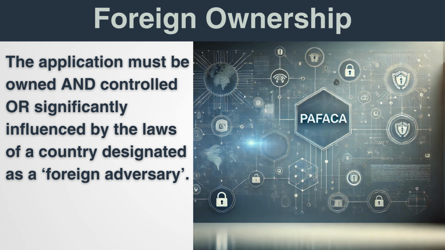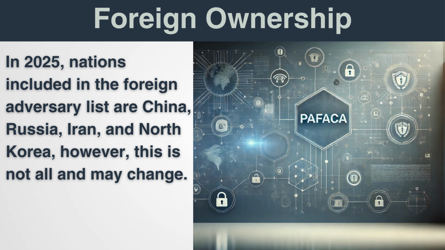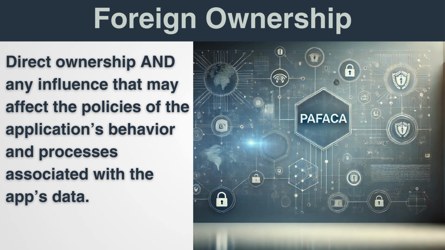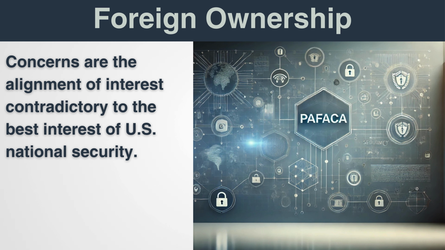Foreign ownership. The application must be owned, controlled, or significantly influenced by entities that are domiciled in or organized under the laws of a country designated as a foreign adversary. This includes nations such as China, Russia, Iran, and North Korea, among others designated by the U.S. government. This provision hinges on both direct ownership and any material influence that might affect the decision-making or operational policies of the app, thereby potentially aligning its operations with interests that conflict with U.S.